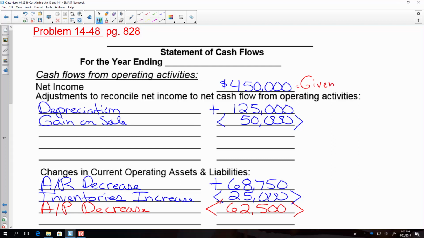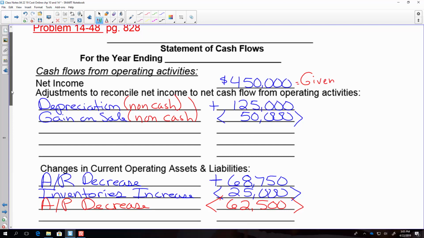And then from that number, we convert it from a somewhat non-cash flow type number to a cash flow number. So that's why we're adding back depreciation. Depreciation is a non-cash expense, just like the gain on sale is a non-cash event. So we are reversing out those two effects on the 450. So I'm adding back 125 for the expense amount, and I'm subtracting out the gain that's in that 450 number.